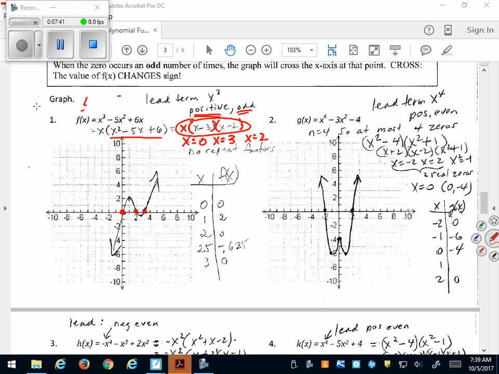Well, we know that since the leading coefficient is positive and the degree is odd, the end behavior of this function is going to mirror a line's end behavior, right? Because it's odd. And it's positive, so it's going to go down to up, right? So we know we have these 3 zeros. We kind of know it's going to do this.